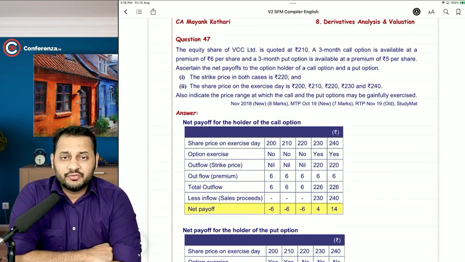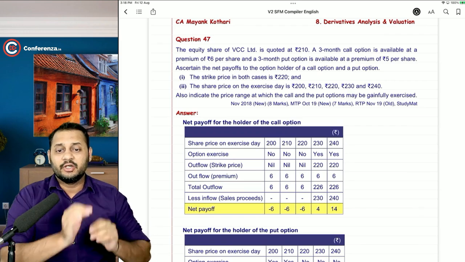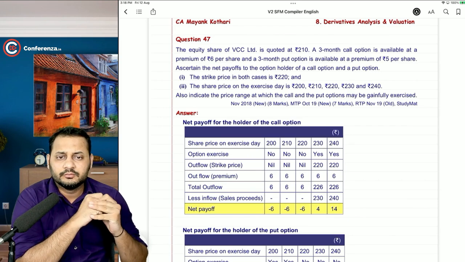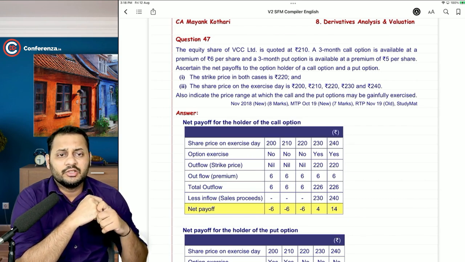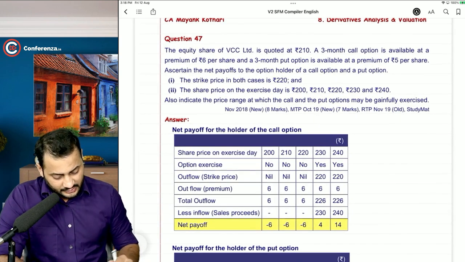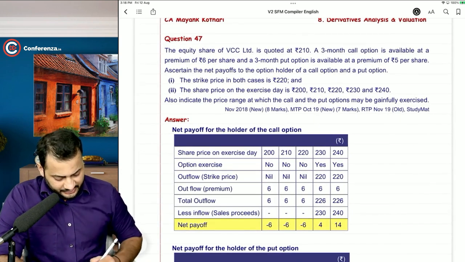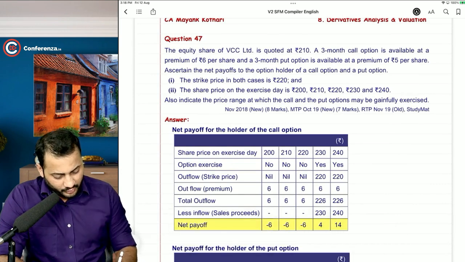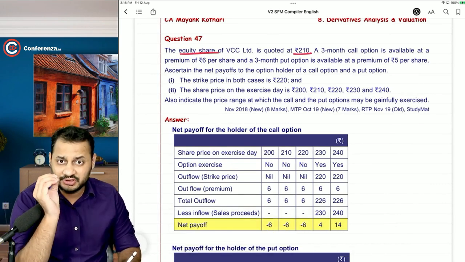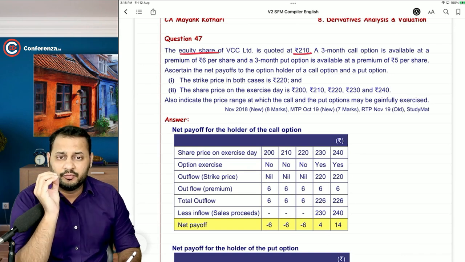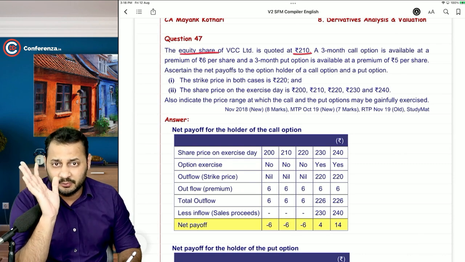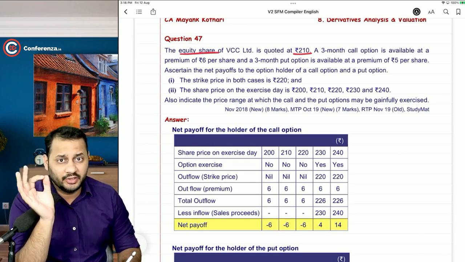The equity shares of VCC Limited is quoted at 210 rupees. And a 3-month call option is available at a premium of rupees 6 per share. See, this is the price of the equity share. That means it is for the spot market. If you want to buy it today, 210 will be the price. If you want to sell it today, 210 will be the price.